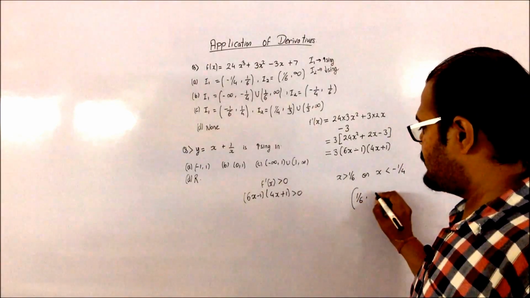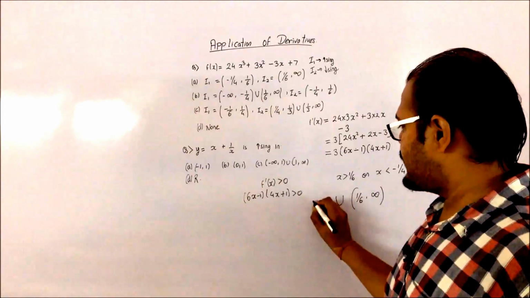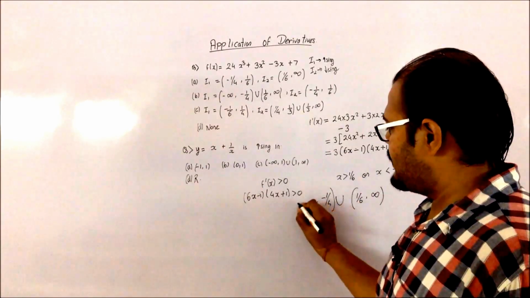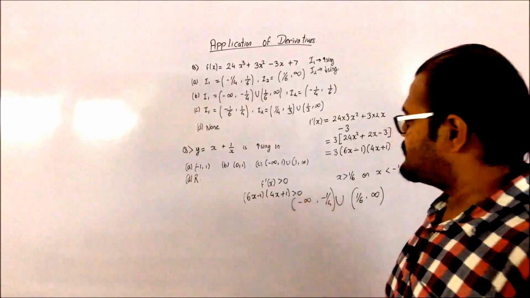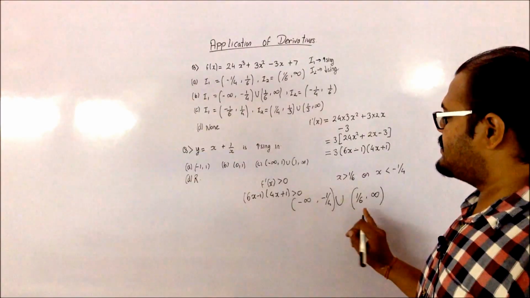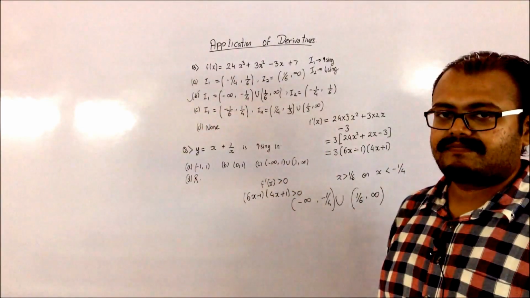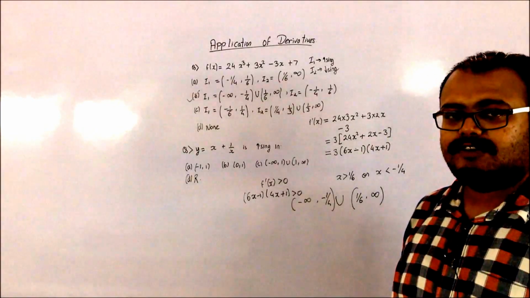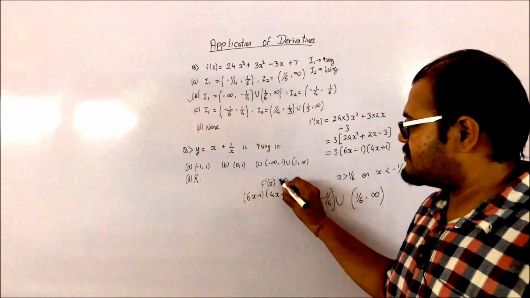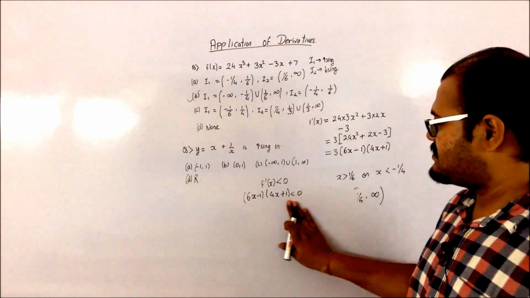It should be 1 by 6 to infinity, union of that with minus infinity to minus 1 by 4. So if you just check this particular condition for my increasing function, it should be this condition. If you want to find the condition for my decreasing function, then your condition will be f dash of x less than 0.